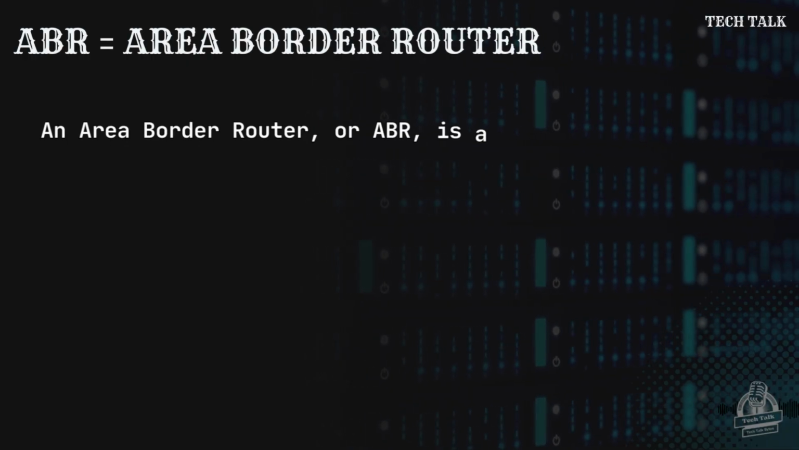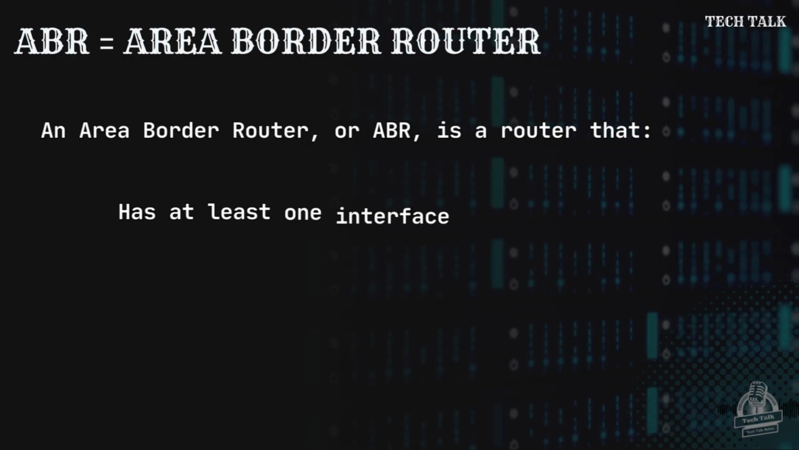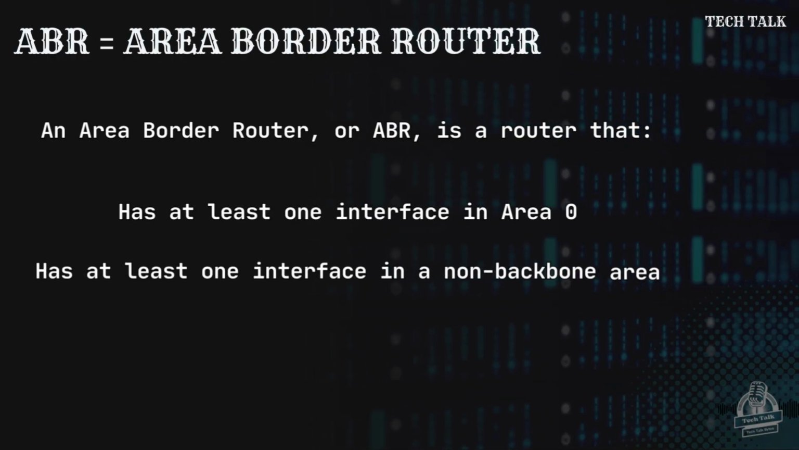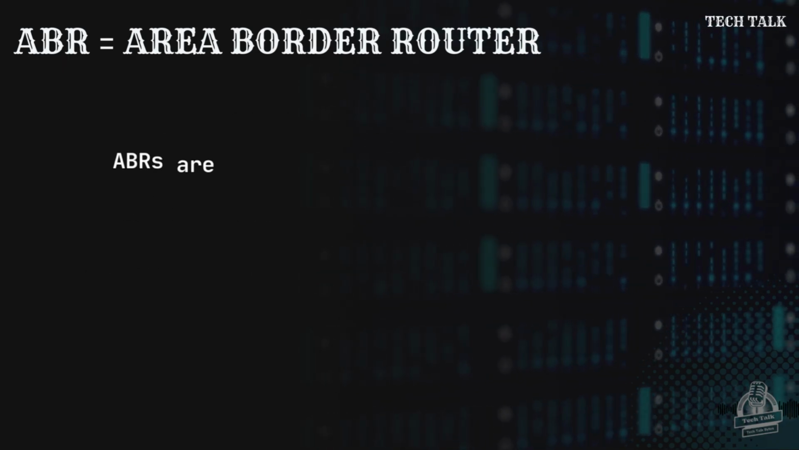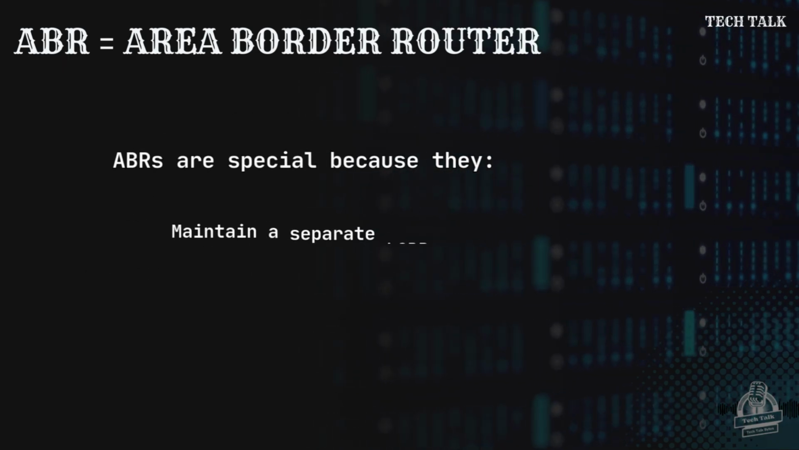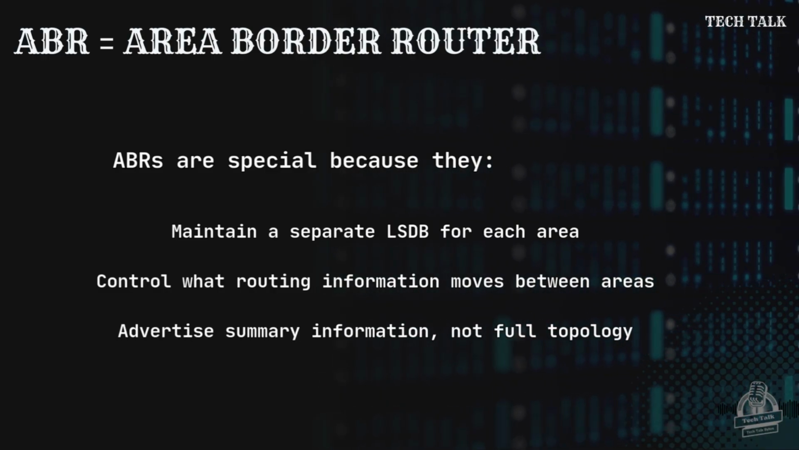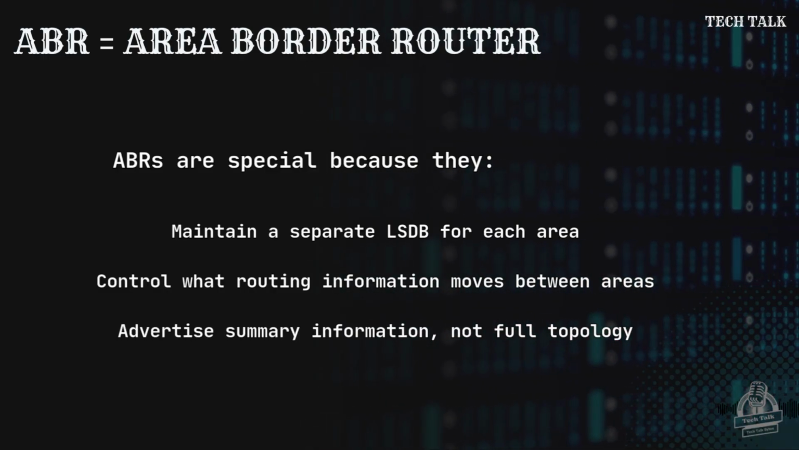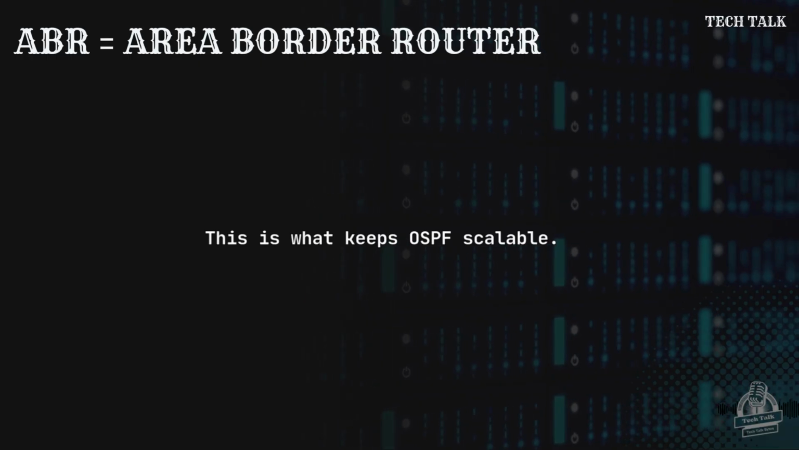An area border router, or ABR, is a router that has at least one interface in Area 0 and at least one interface in a non-backbone area. ABRs are special because they maintain a separate LSDB for each area, control which routing information moves between areas, and advertise summary information, not full topology. This is what keeps OSPF scalable.